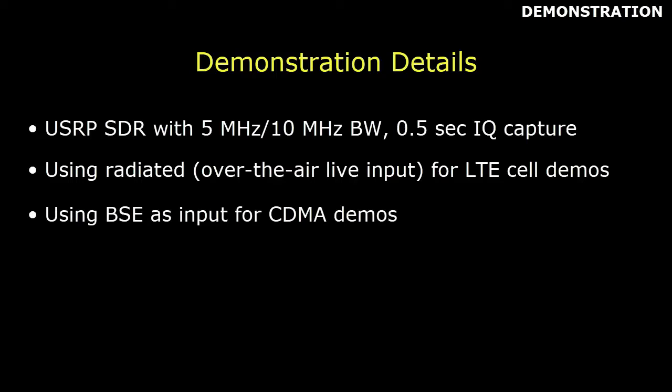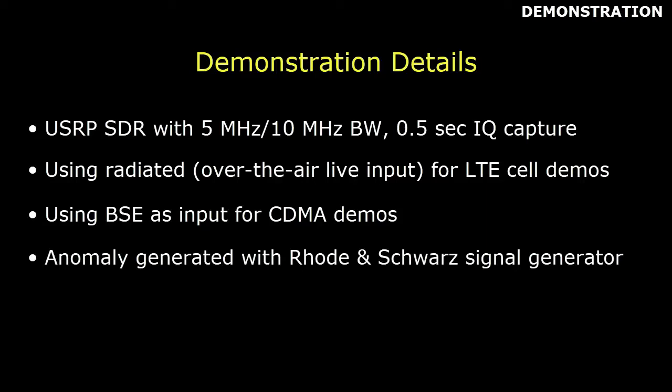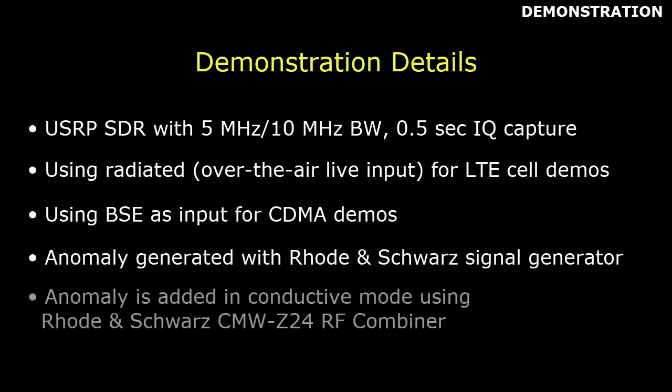The anomalies are generated by a Rohde & Schwarz signal generator, and the anomalies are added in conductive mode using a Rohde & Schwarz RF combiner. Although for these demos we are using communication system signals as the primary energy for the ambient RF energy in the spectrum, note that there is nothing specific in the system related to what type of RF energy constitutes the ambient RF energy.